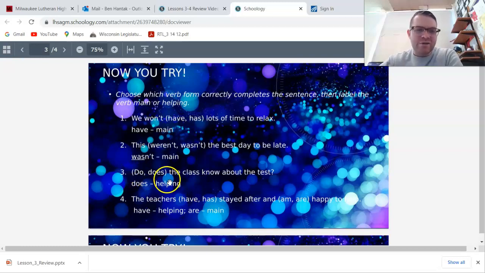Do or does the class know about the test? This one's actually going to be does because class is singular. It's a collective noun, like we talked about at the beginning of this semester, so it's singular. Does is singular. Here it's a helping verb though. Know is the main verb, it's the action verb. The class does know, does is a helping verb for know there.